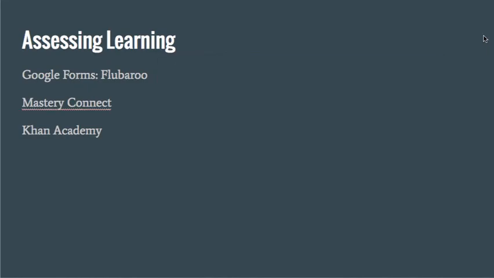Another option for assessing learning is Mastery Connect. We all have Mastery Connect accounts. You can use those. It's a great option. And if you take the time to align the assignments and the quizzes that you're doing to the standards, you have a really good idea of what standards kids have mastered and what standards kids need a little more help with. And that's a great conversation to have with students and with families.